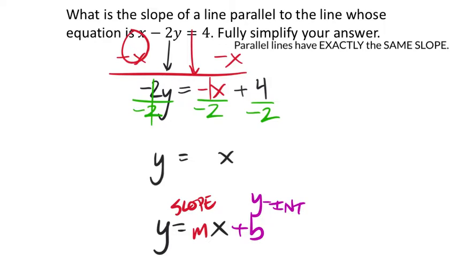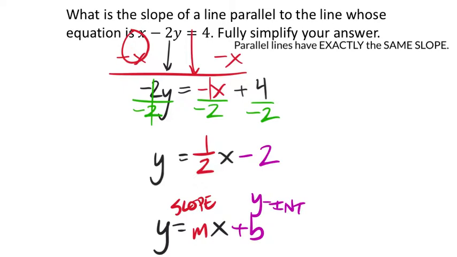So what's my coefficient of x now? Well, negative 1 divided by negative 2 is positive 1/2. That's my slope. And even though we don't need it, my y-intercept is still easy to find. 4 divided by negative 2 is negative 2. So I have my slope and my y-intercept. I could graph that equation if I wanted to.